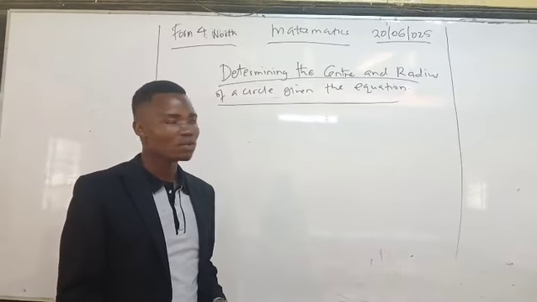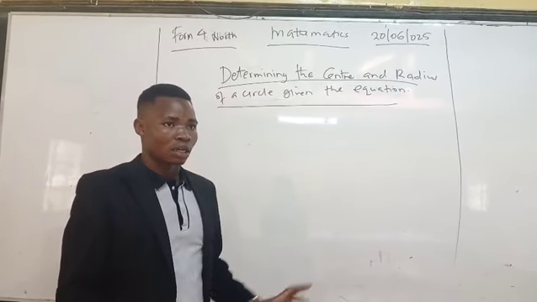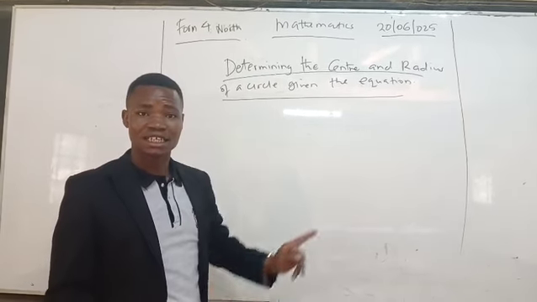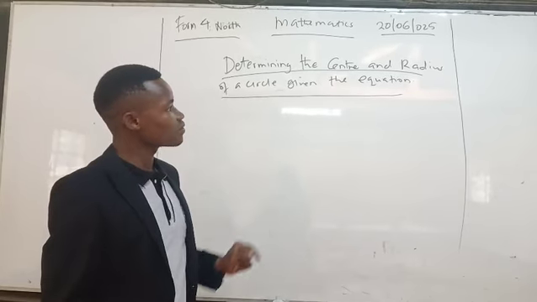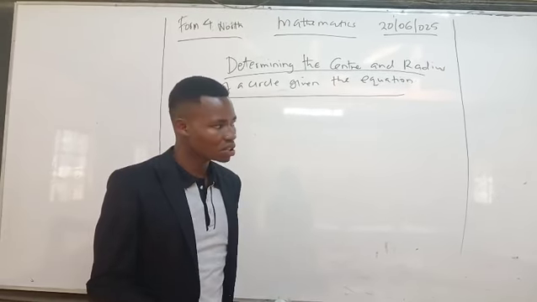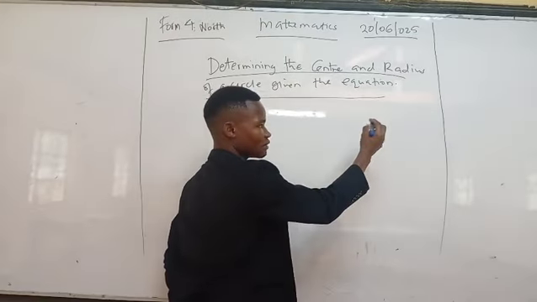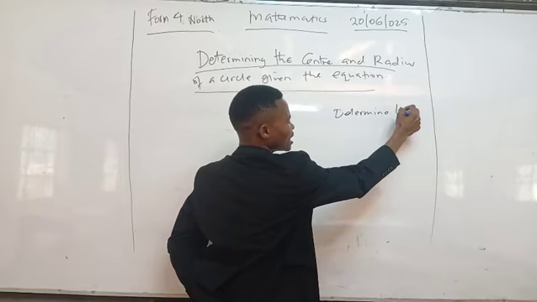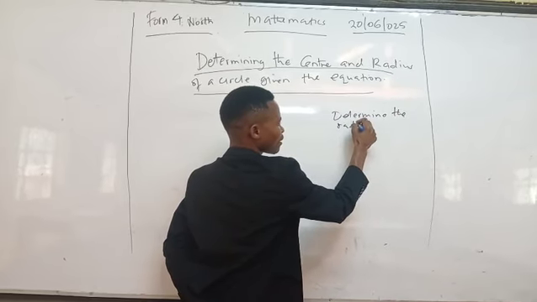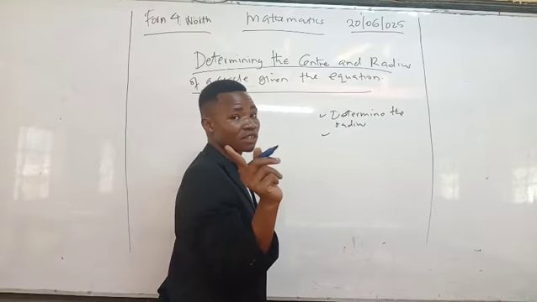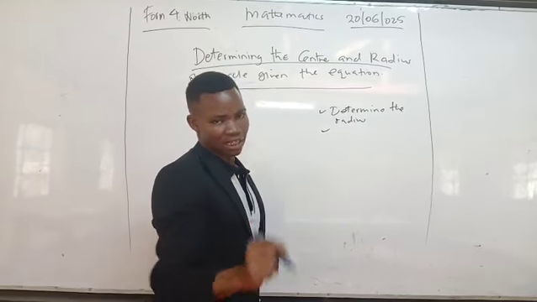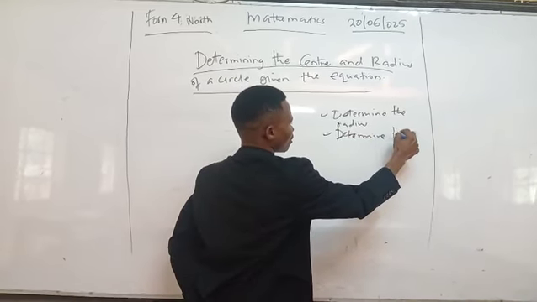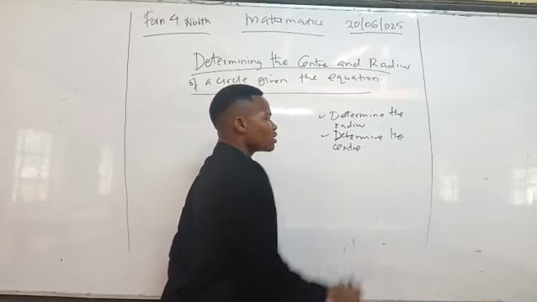Good morning, class. Today we shall be talking about the equation of a circle, and the subtopic here is determining the center and the radius of the circle given the equation. It means our number one objective is to determine the radius, and the number two objective is to determine the center. These are the two objectives.